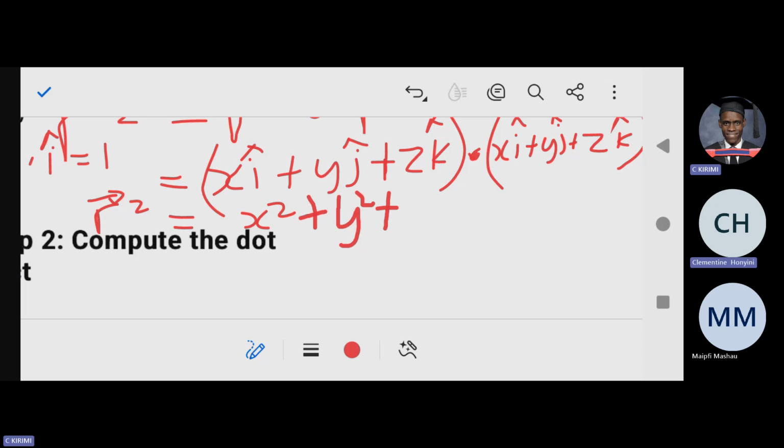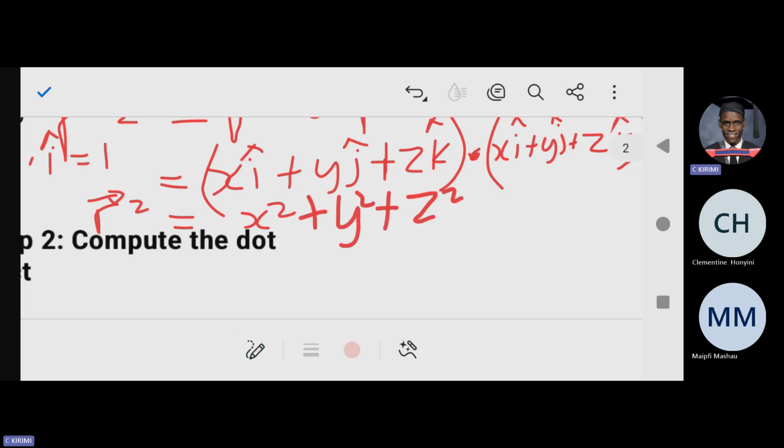Then k times k. K dot k, it's 1. It's not 0, it's 1. Then it's z squared times 1. So that's where we are, x squared. So in other words, we are saying r squared is equal to x squared plus y squared plus z squared. Now this is no longer a vector, it's now a scalar.